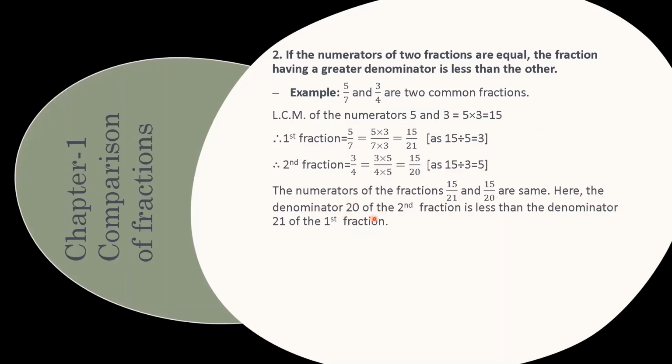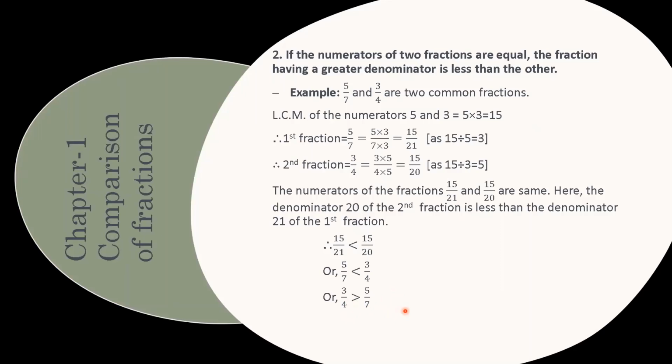Here the denominator 20 of the second fraction is less than the denominator 21 of the first fraction. And it is saying here, my dear, if the numerators of the two fractions are equal, the fraction having a greater denominator is less than the other. So my dear students, now we can write 15 divided by 21 less than 15 divided by 20, or we can write 5 divided by 7 less than 3 divided by 4, or we can write 3 divided by 4 greater than 5 divided by 7.